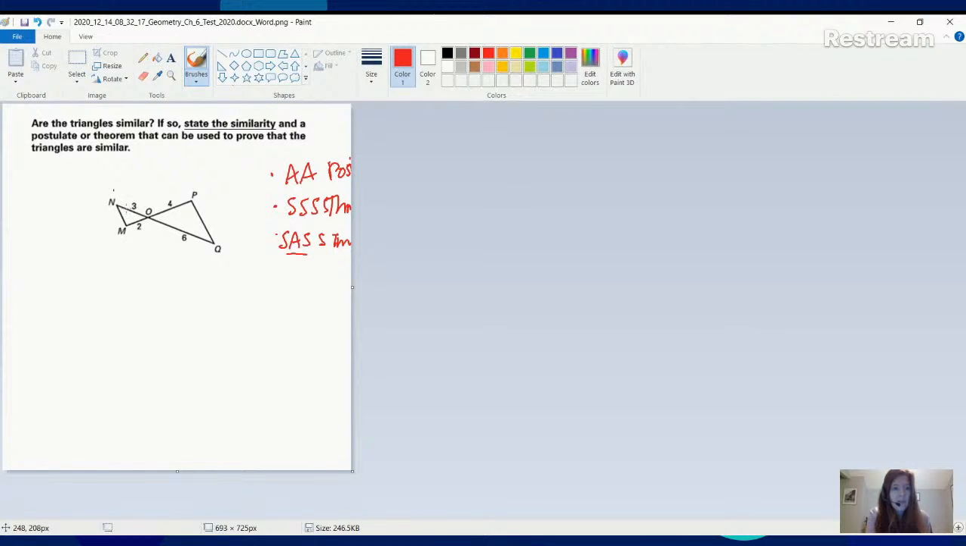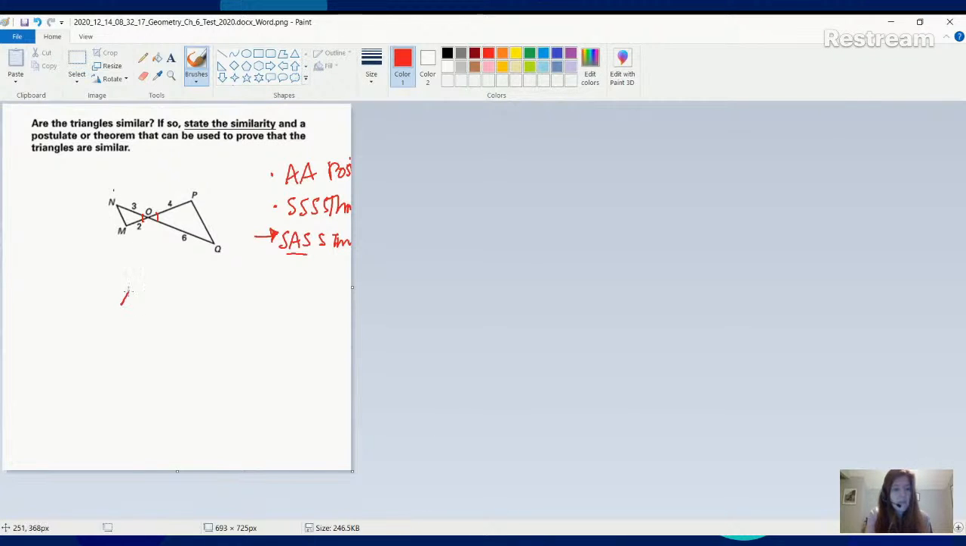So remember that NOM here and POQ have to be congruent because they are vertical angles, right? So when I have that, now I have, voila, side, angle, side. So let me see if the side angle side theorem will prove if these two triangles are similar to each other. So first of all, I have to think about what my similarity statement might be.